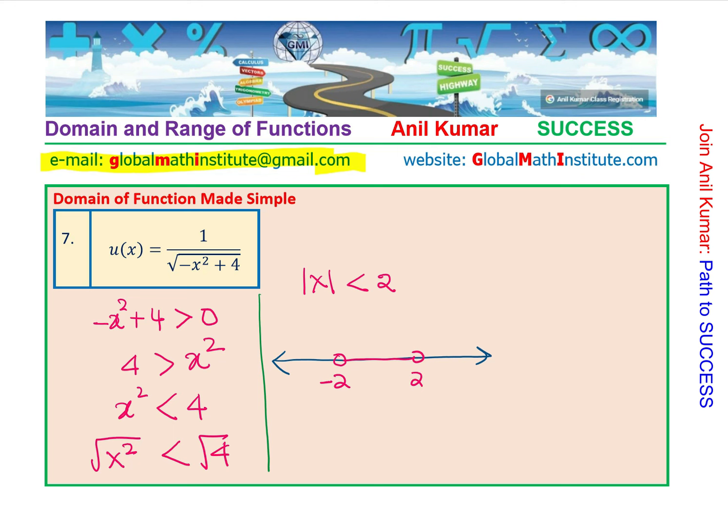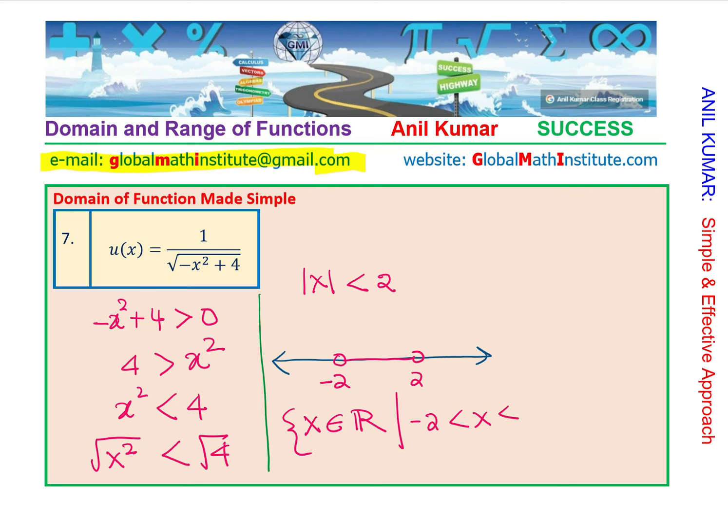You can also write this as x belongs to the set of real numbers where x is between minus 2 and 2, as an inequality. So I've shown you the domain on a number line and as an inequality. Some of you, as I was saying, could also sketch minus x squared plus 4. So let me just sketch that graph also for you.